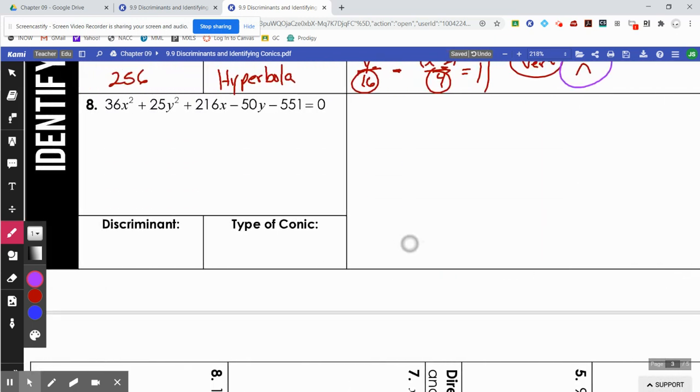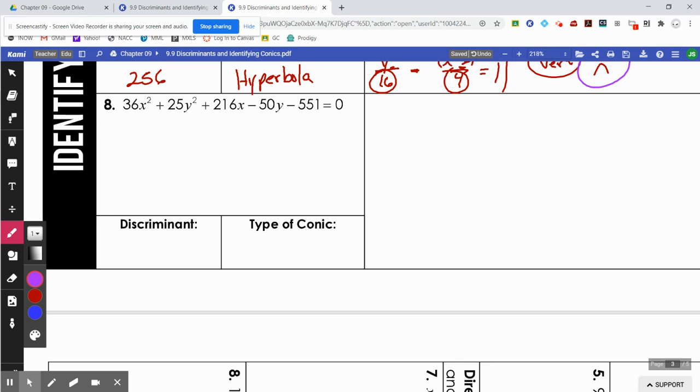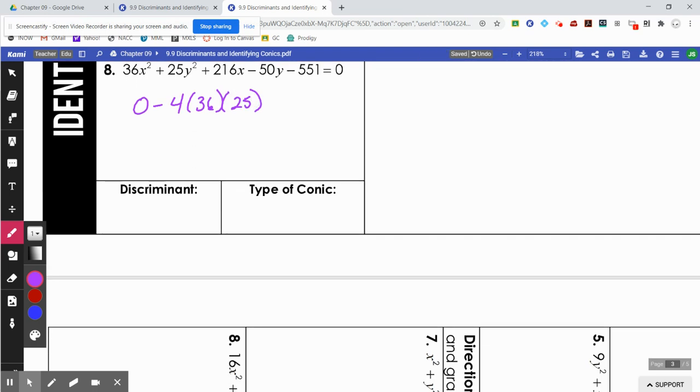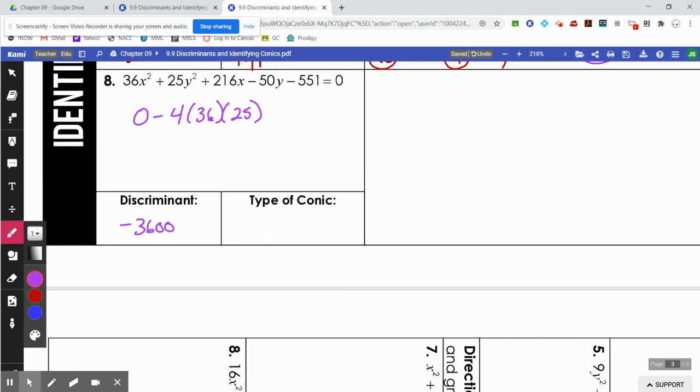And the last one. B squared minus 4ac would be 0 minus 4 times 36, which is A, times 25, which is B. That's going to give us a discriminant of negative 3600. Since your discriminant is negative, then it's either an ellipse or a circle. Since A and B are different, then we have another ellipse.